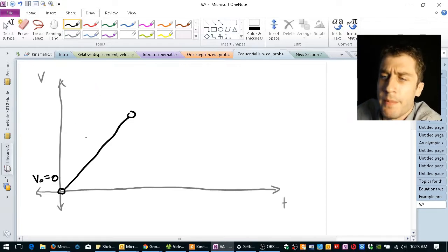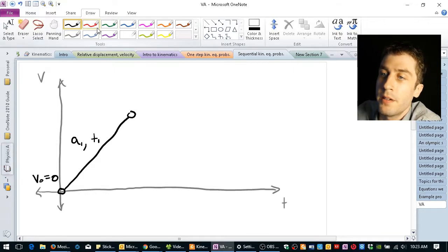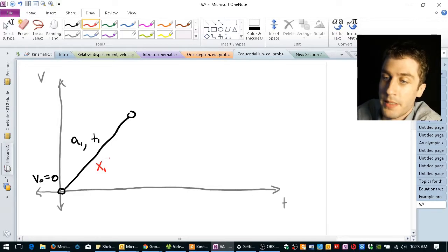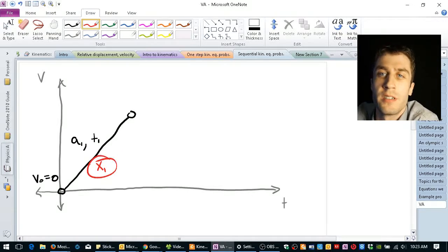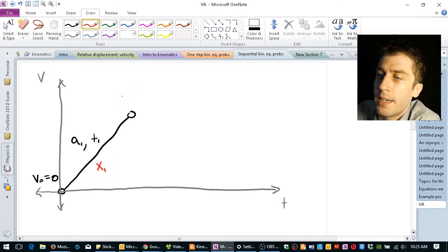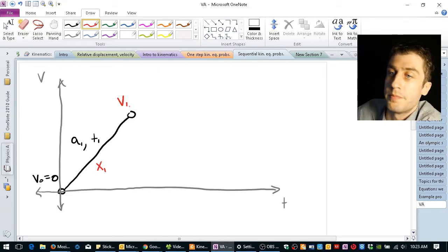And over this first time interval, it's going to have an acceleration of a1, which is known, and it will last for a time t1, which is also known. But we don't know the displacement over this time interval, which I'll denote as x1. I'm going to put it in red. You may not have colored pens or pencils to work with, so you may just want to circle it to say, hey, that's a variable. I don't know what x1 is. It's not in the problem statement. It reaches a top speed of v1. We don't know what v1 is. That's in red as well. I don't see it anywhere in the problem statement.